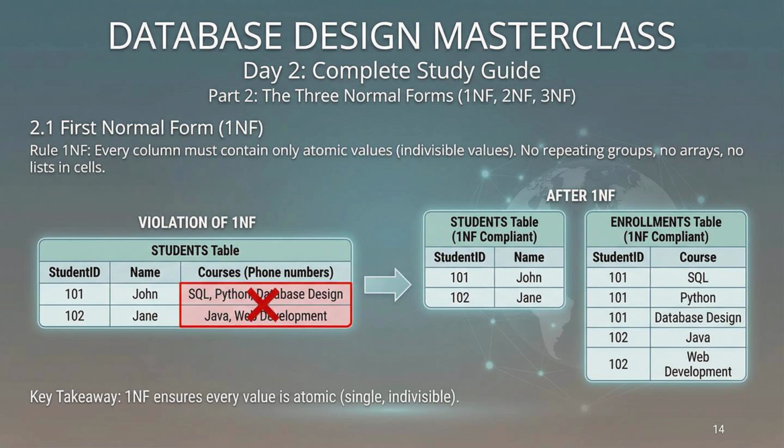Now, on the after 1NF side, we've restructured this. The students table now exclusively stores atomic student details, ID, and name. The course information is moved to a new enrollments table. Each course a student takes is now a distinct row linked by the student ID. So John's 3 courses become 3 separate entries. This ensures data integrity and dramatically enhances query performance and overall database maintainability. 1NF truly forms the cornerstone of effective database design.